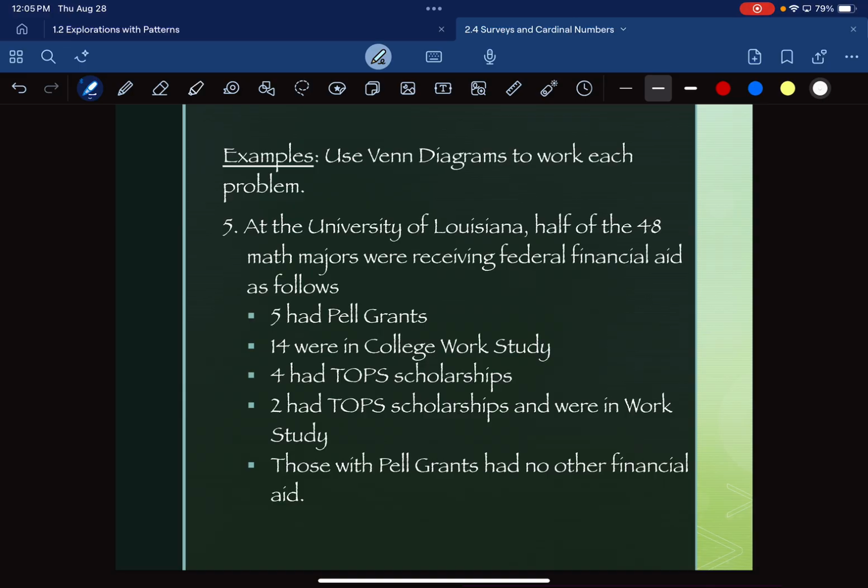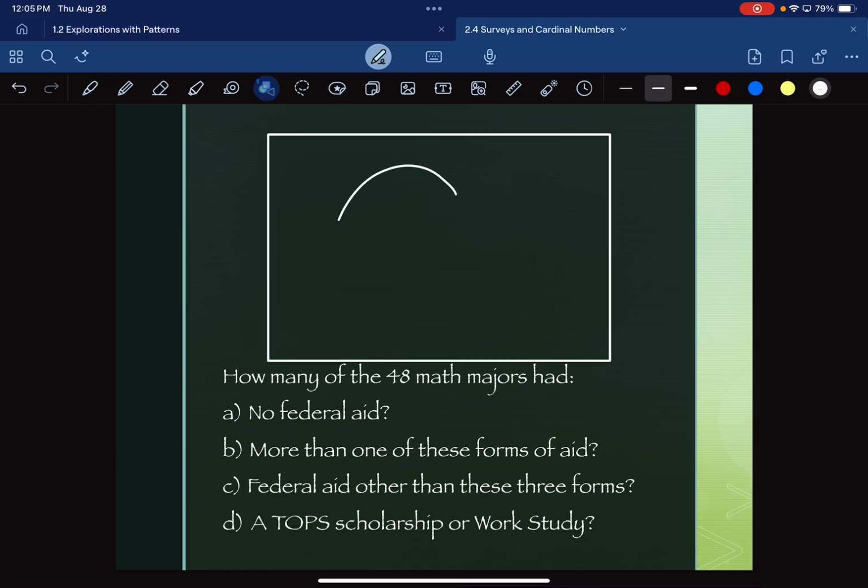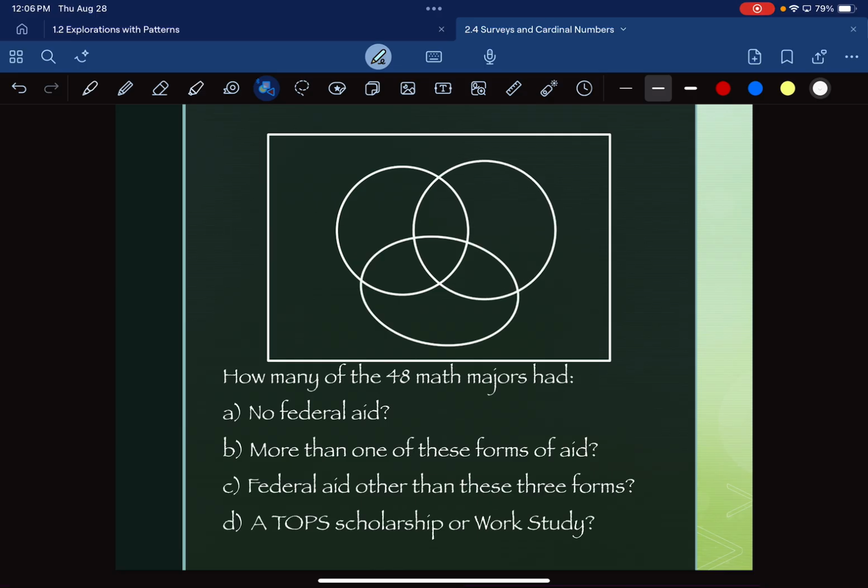So I need 3 circles. That's our first question, is how many circles do I need? Okay, so I don't even have space to draw it on that slide to start with, so I'm going to flip over here and we're going to flip back and forth for a little while. I need 3 overlapping circles. What will my circles be labeled? Work study.